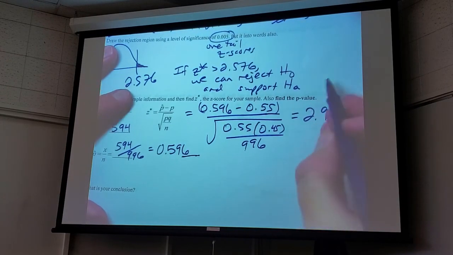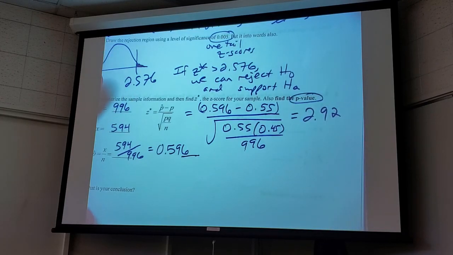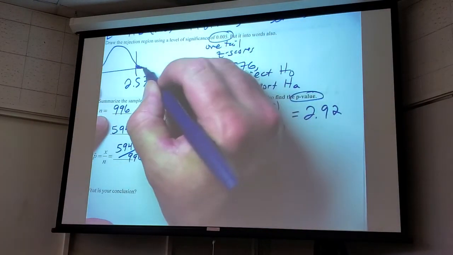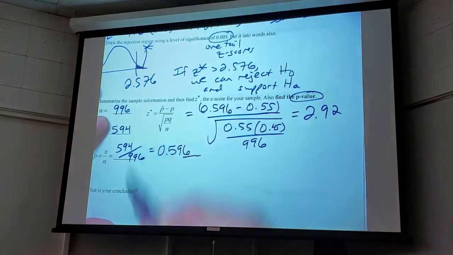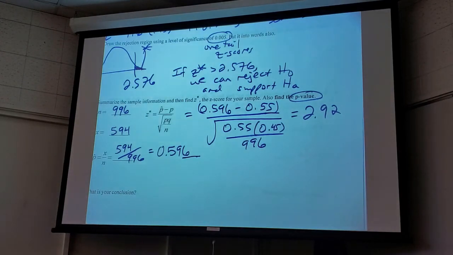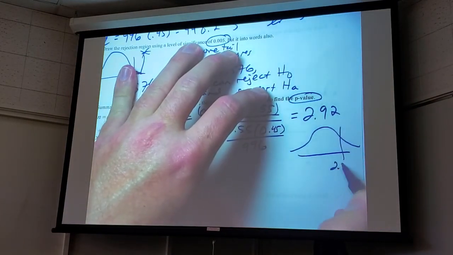What about the p-value? So where's that 2.92? We got it right here, 2.92. So what is the p-value? It's the area above that. It's the area in the tail that your Z star makes. So all you gotta do, this is an old problem now. I just wanna know what area is in the tail of 2.92.